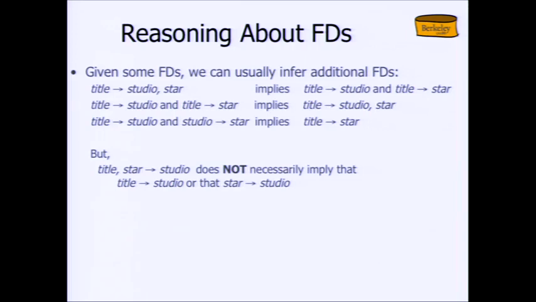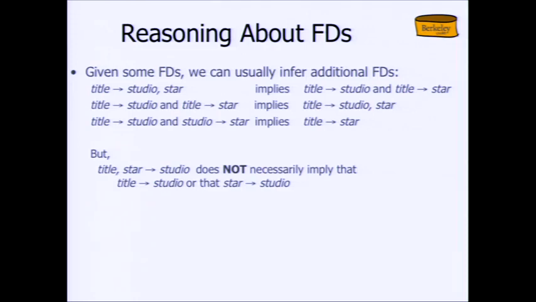If that's true, well, then probably the title determines just the studio. Right? It doesn't only determine the concatenation of studio and star, it determines just the studio. And also title determines just the star. That seems totally natural. All right, what about this? Title determines studio and title determines star. If we know both of those things, probably title determines the pair studio comma star too. That makes sense. So this is kind of the inverse of what we just said.